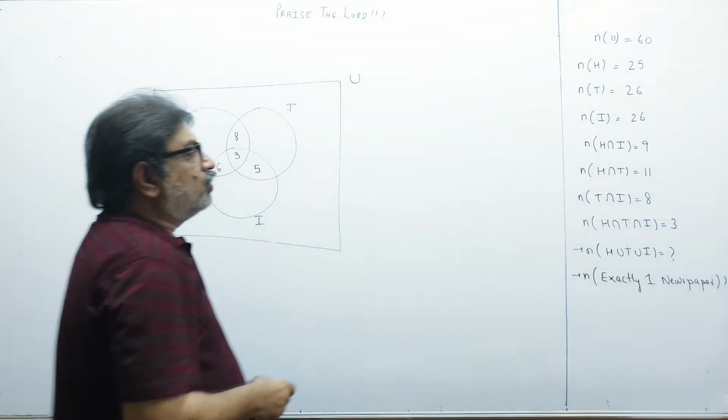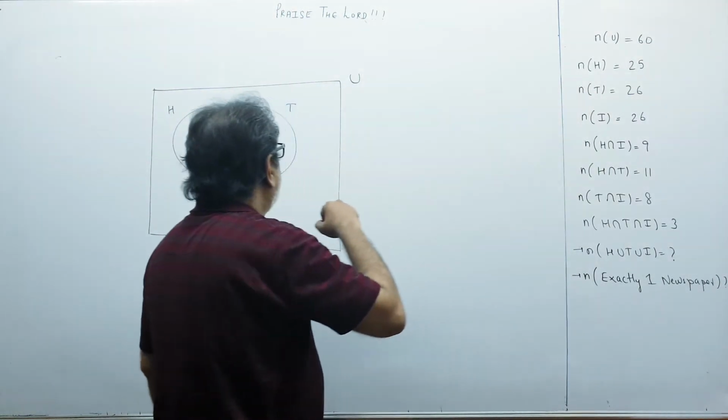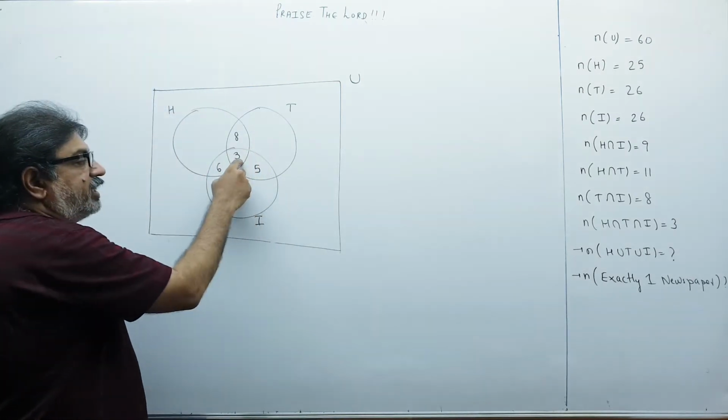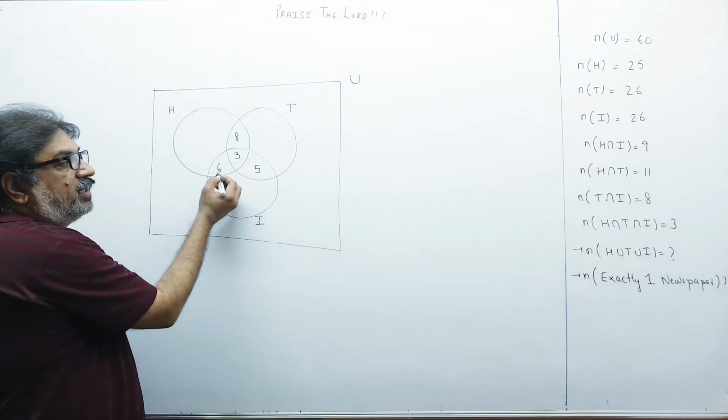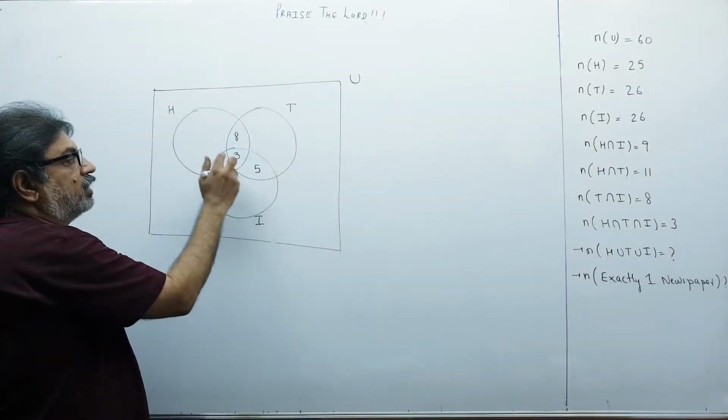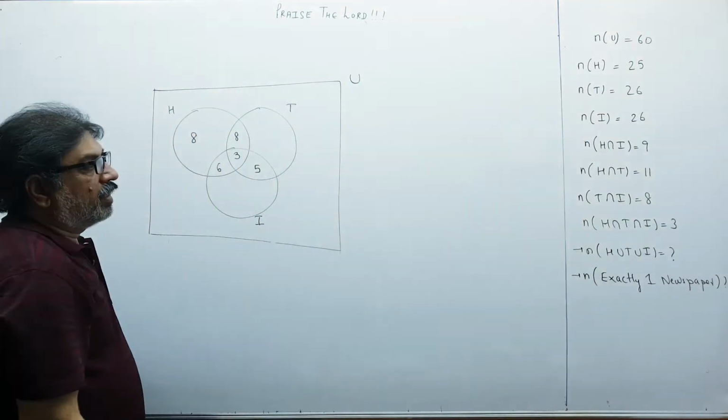Now, how many are reading Hindu? 25. Out of 25, 11 and 17 have gone over here. 8 plus 3 is 11, 11 plus 6 is 17. 17 are here and 25 total, so 8 will remain here.